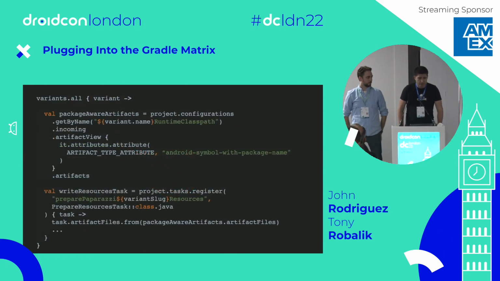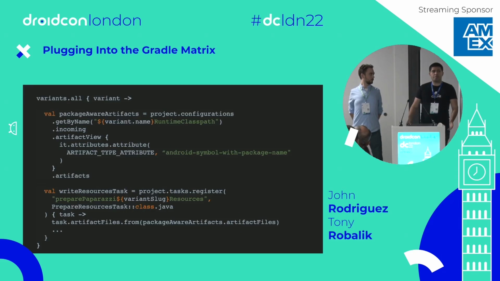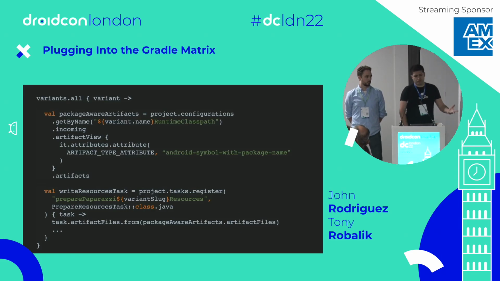Here's another way. If you wanted to not depend on the APK or the resources, but rather some really internal detail, like maybe you're using non-transitive resources and you want to know all the R classes that exist as a result, Paparazzi actually has to do this in order to effectively render your views.